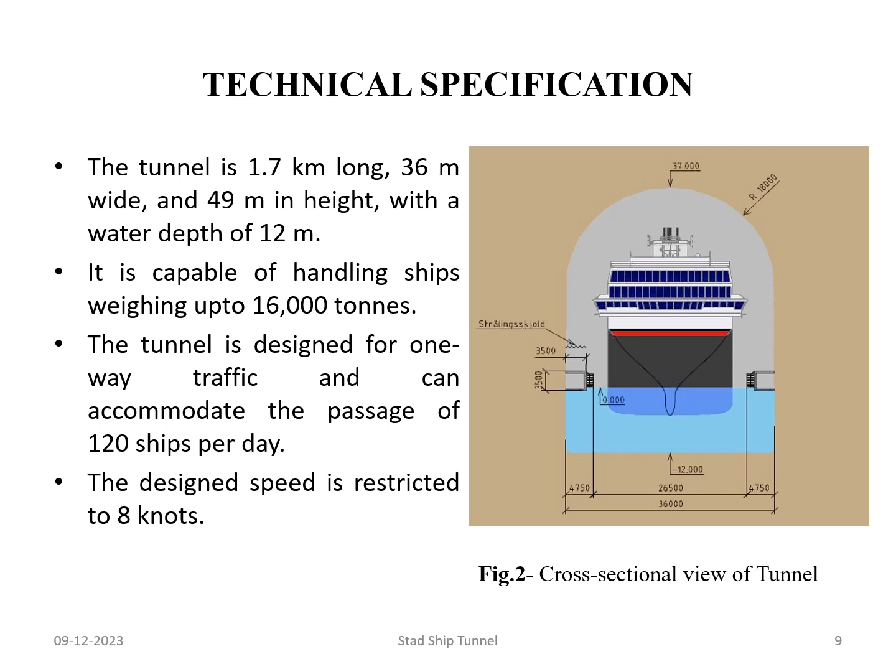The tunnel is 1.7 km long, 36 meters wide and 49 meters in height with a water depth of 12 meters. The tunnel is capable of handling ships weighing up to 16,000 tons. The tunnel is designed for one-way traffic movement and can accommodate the passage of 120 ships per day. The design speed of the tunnel is restricted to 8 knots.